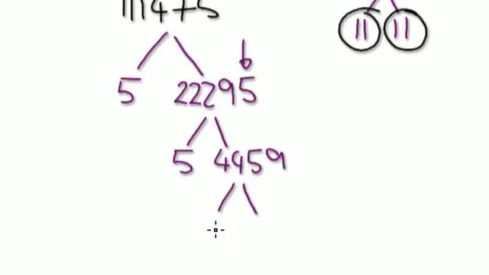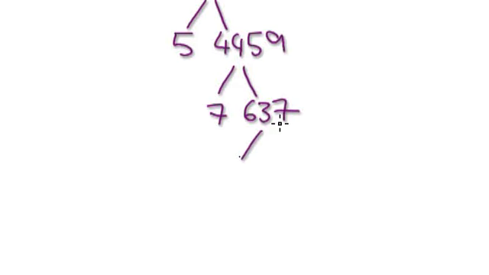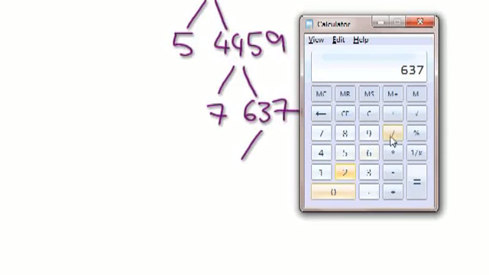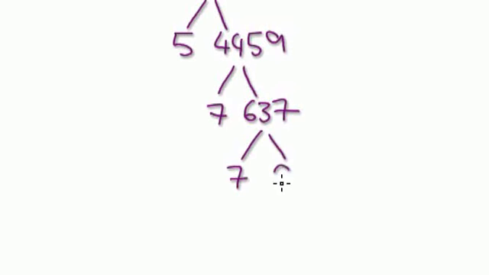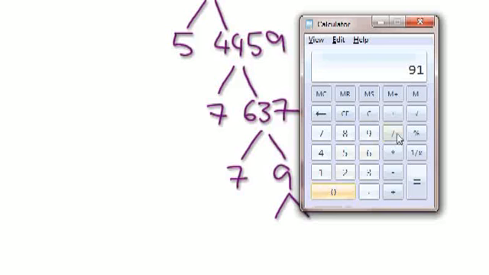So 7 here, 637. Let's see if that divides by 7. Divided by 7 equals 91. Yep, so this number here works. 7 times 91. Does 91 ring a bell? Let's try dividing by 7. Does that work? Yep, it works.